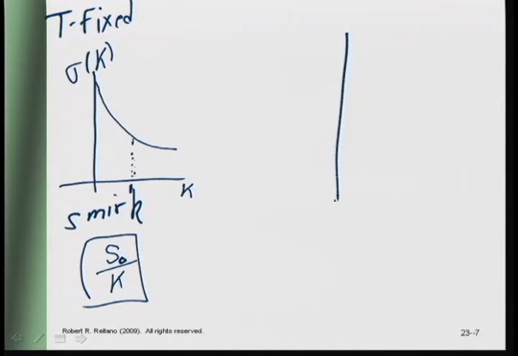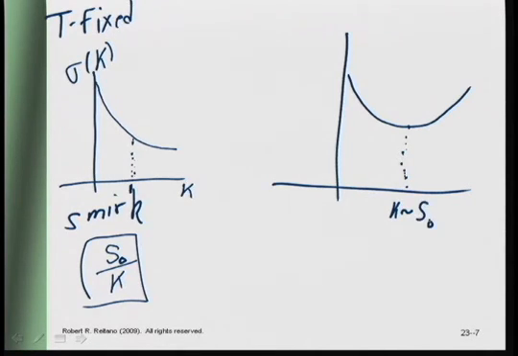A smile is a similar situation, but it would tend to be more symmetric. What one observes typically is that somewhere around the middle you would have k equal to the current value of the stock. And for in the money options and out of the money options, the volatility will tend to go up.